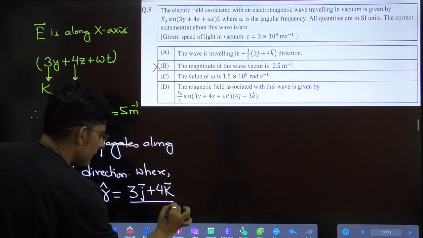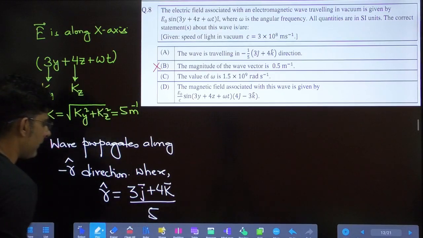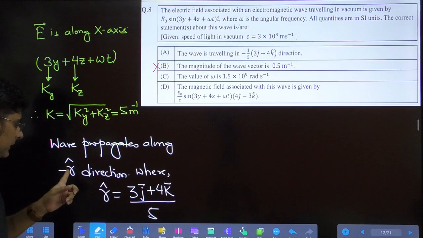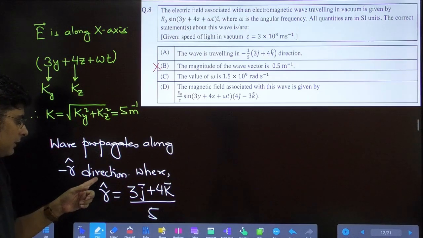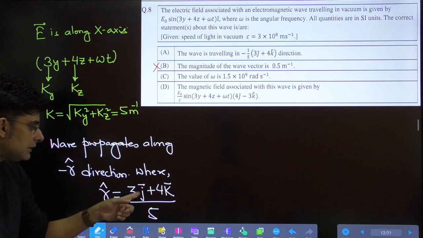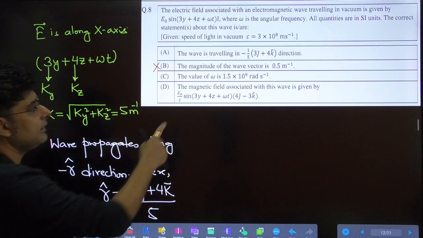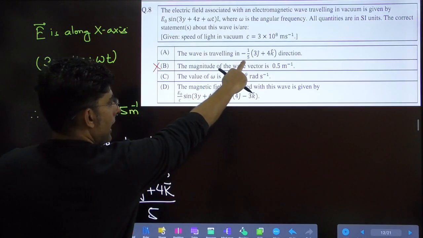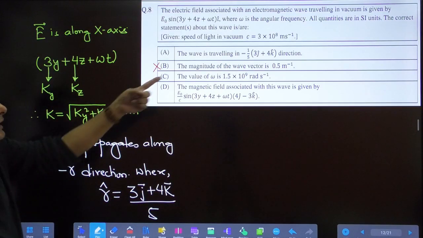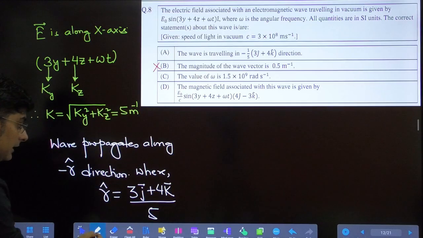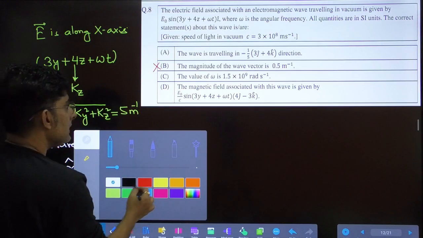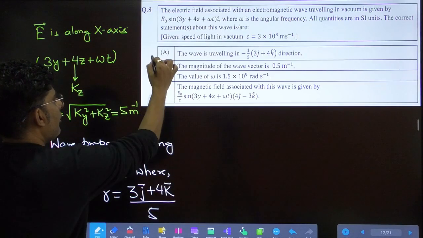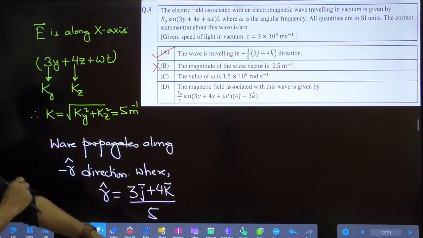Since it is a unit vector, we have to take the magnitude, so divide by 5. So the wave will propagate along minus r cap, that is minus of (3j plus 4k) by 5. So you can see from here, yes, it is correct. Minus 1 by 5 if you take common, 3j plus 4k, that is what we are getting over here. So option A is correct.